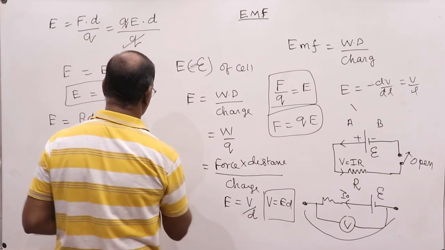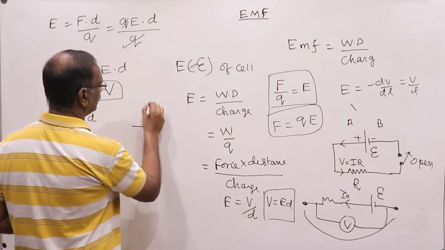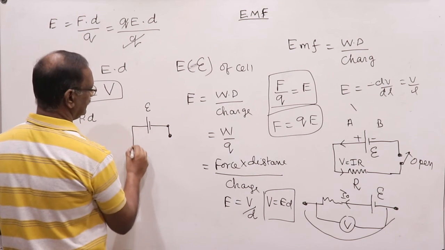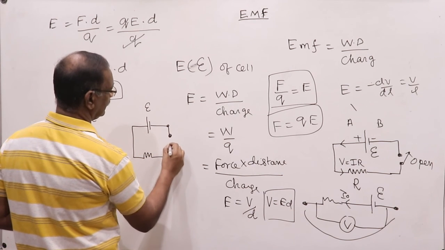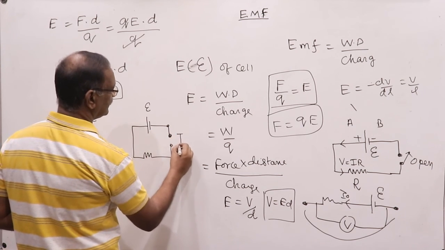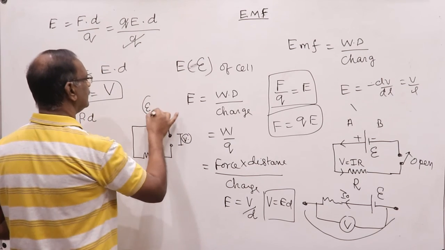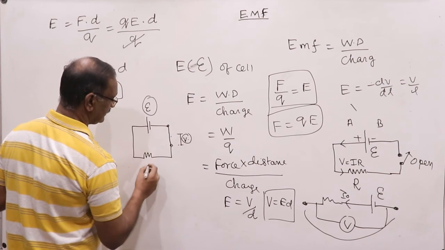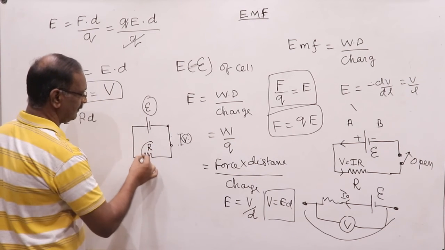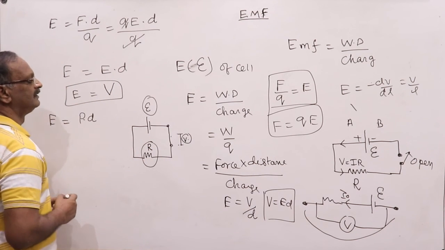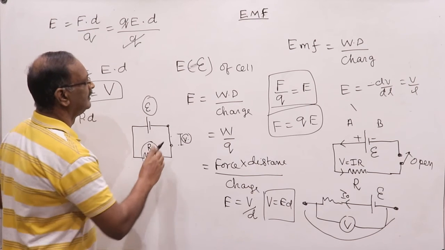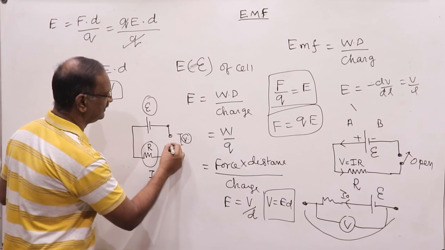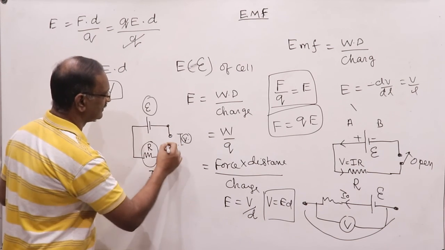Here we can draw the circuit diagram. This is a cell which has got an EMF. This is open, so no current is flowing. So the potential difference across this is equal to the EMF of the cell when it is open. When it is closed, it is a different story, because there will be a potential drop across this resistor. Therefore, when it is open, current is equal to 0. This is one terminal, this is another terminal.